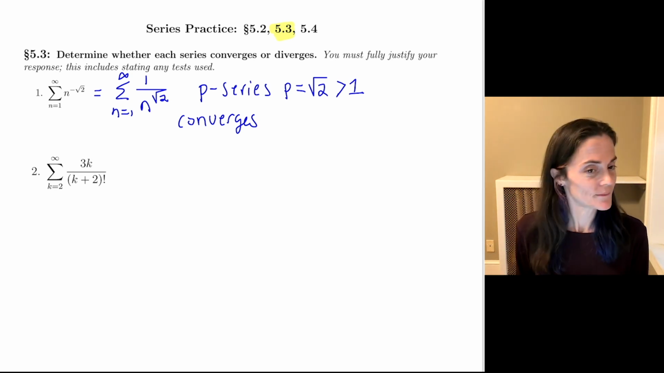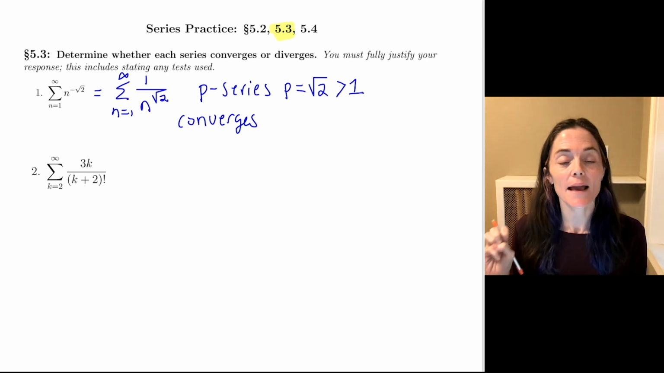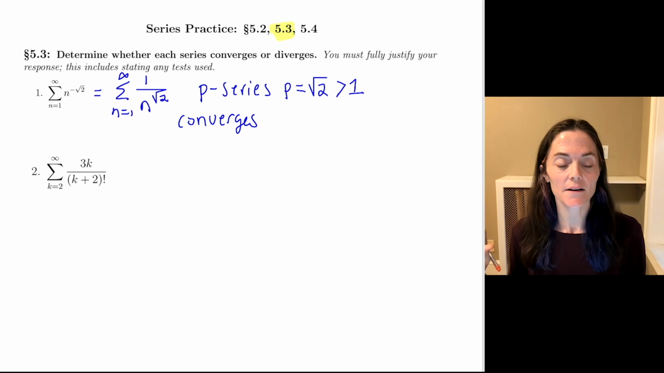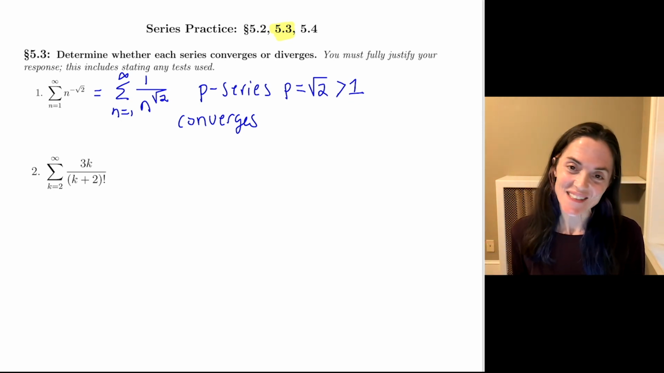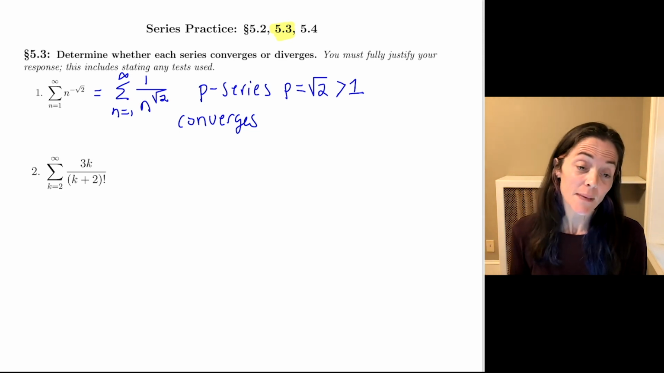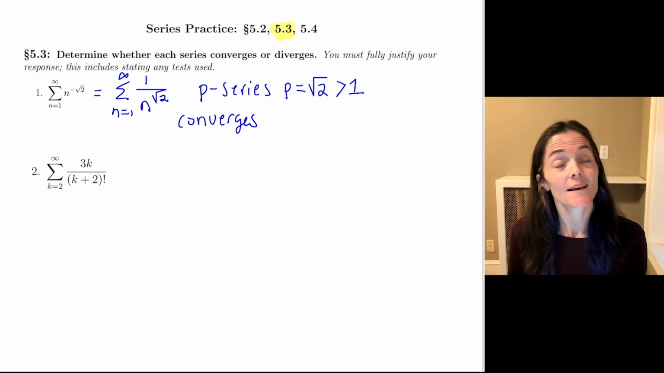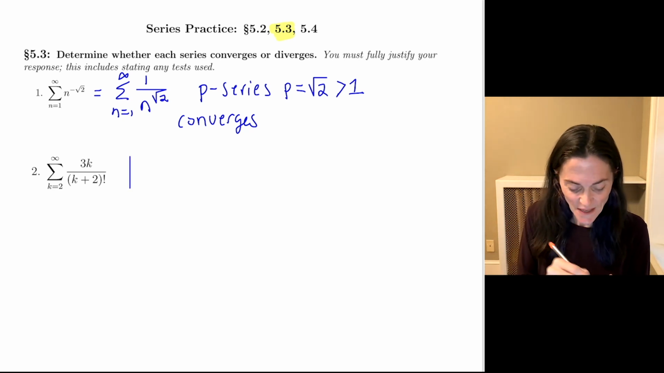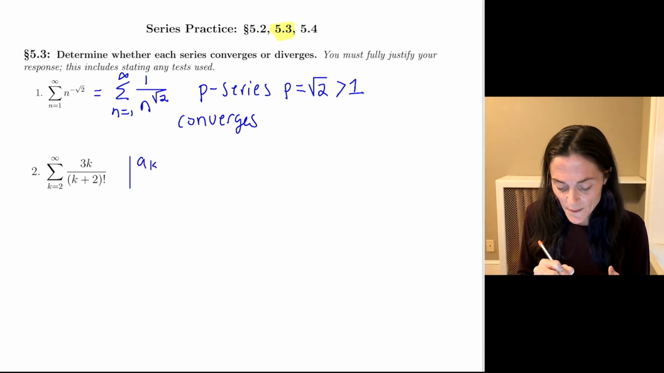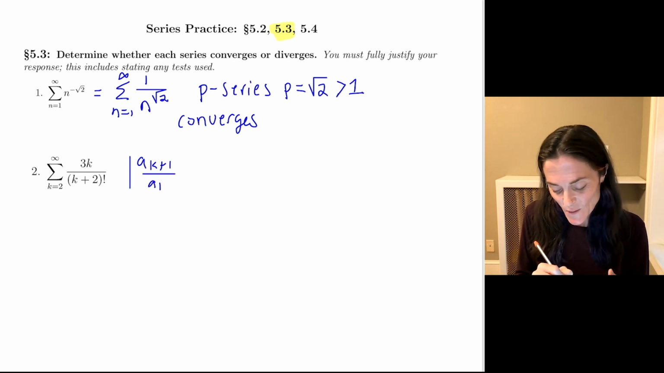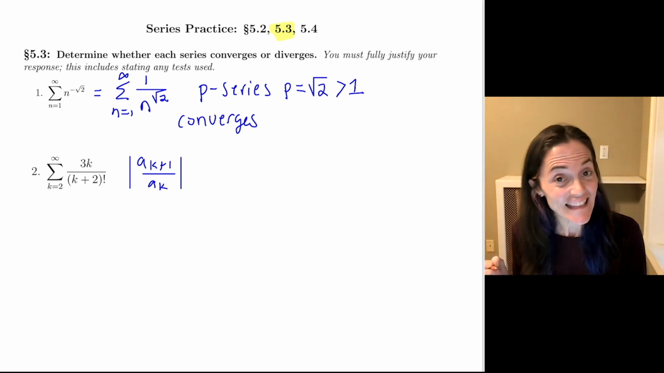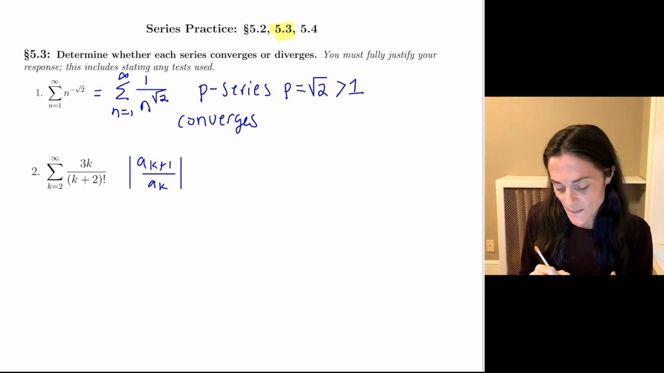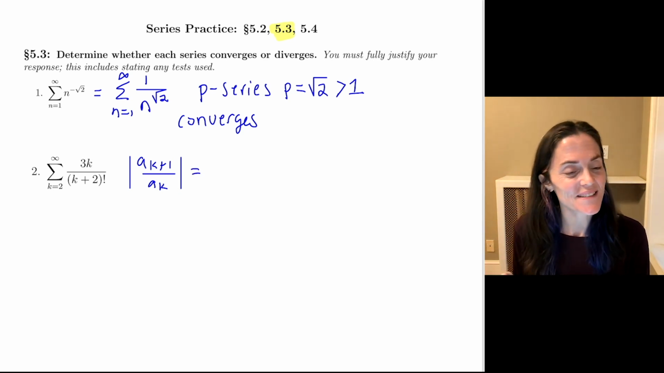Number 2, we have 3k divided by k plus 2 factorial. Well, terms are going to 0 here, so I cannot use the term test. But more than that, because of the factorial, my first thought is to use a ratio test. So let's do this. We take the absolute value, a_{k+1} over a_k. Now here, this is a non-negative series, so I don't really need the absolute values, but I write them just because I'm used to doing that with the ratio test.